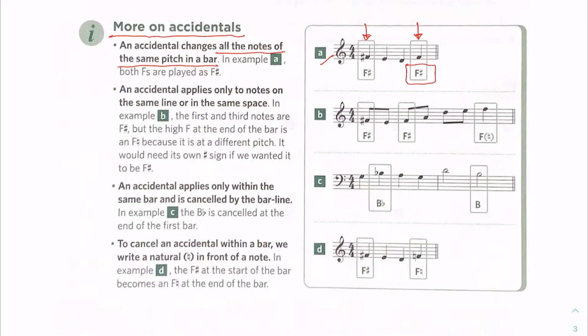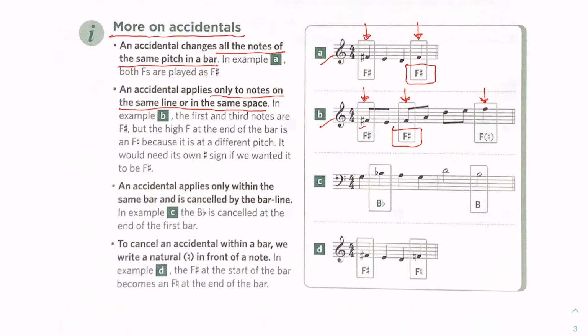Number two, an accidental applies only to notes on the same line or in the same space. In example B here, there are three Fs. This is the first one, and there is a sharp written in front of the note, so we know that this is an F sharp. Then the second F is here. Now this time there is no sharp written in front of the note, but because this F is in the same place as the previous F, which is the first space, this F is still played as F sharp. However, here we see a third F.